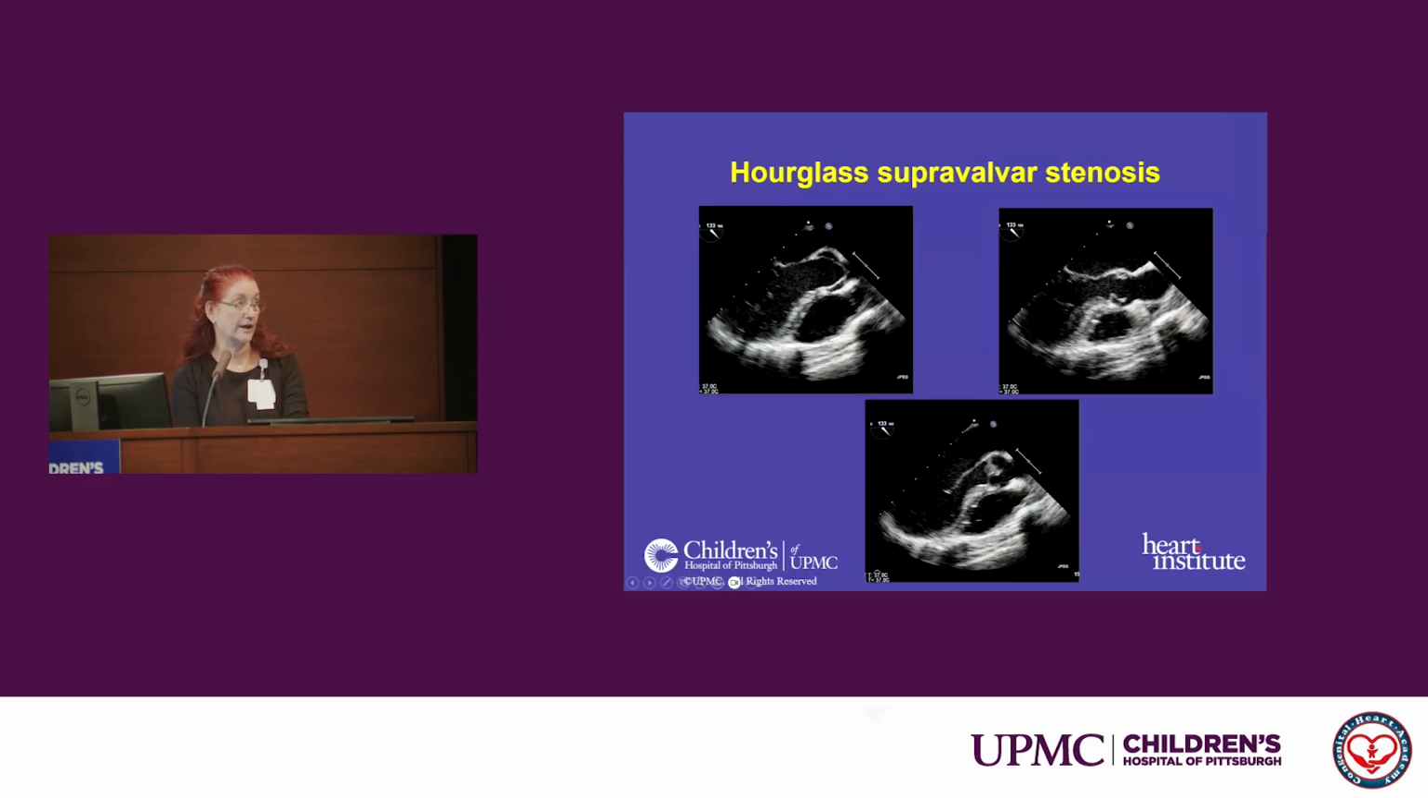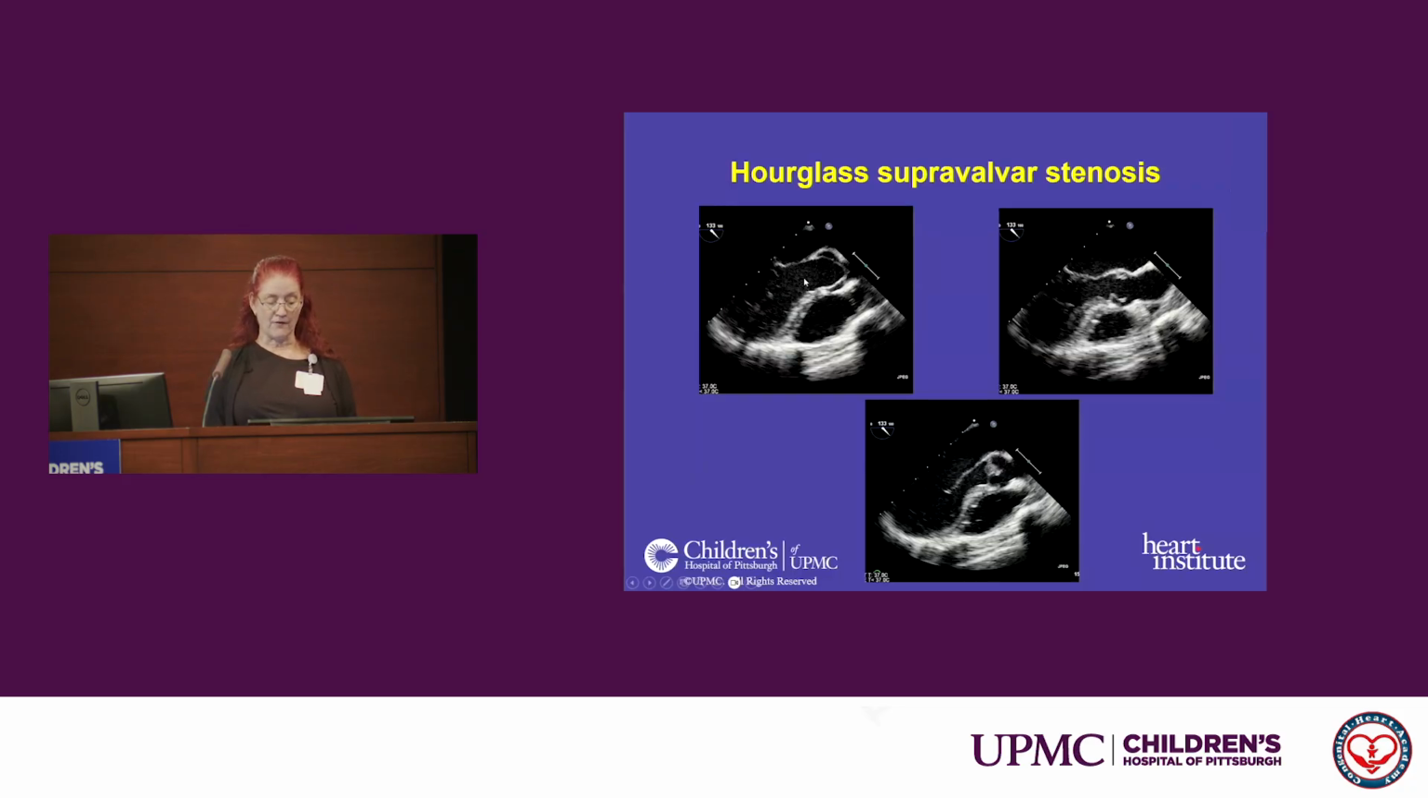Here is one of our examples of supravalvular aortic stenosis. This is a TEE picture, so this is equivalent to that parasternal long axis view. These are all still frames. I'm going to start with this one because I think it shows the hourglass deformity the best. You know, here is your aortic valve, here are your sinuses, here is the narrow sinotubular ridge, and here is the ascending aorta.